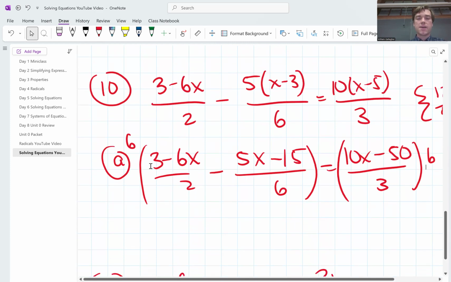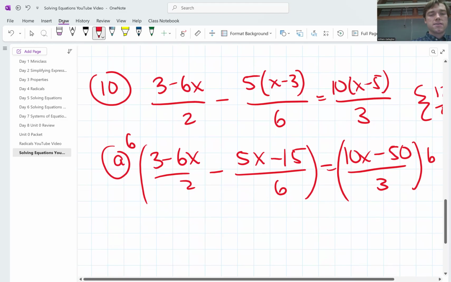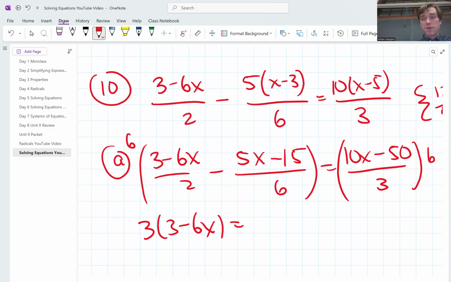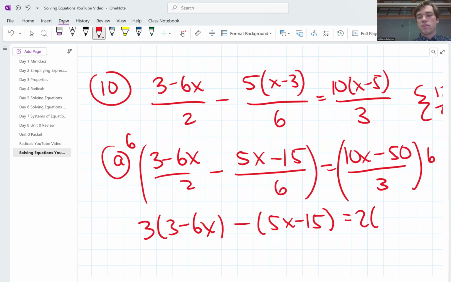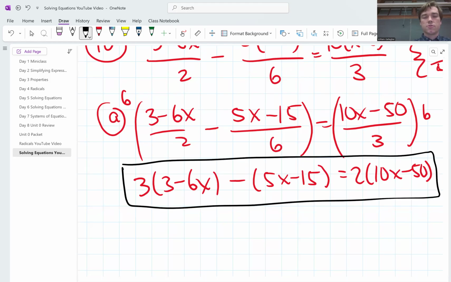I'm going to do 6 divided by 2, and I'm going to get 3. So I'm going to do 3 times (3 minus 6x). And then 6 divided by 6 is just 1, so that'll be minus (5x minus 15). And then 6 divided by 3 is 2, so I'll get 2 times (10x minus 50). All right. And again, that's the step that you want to write down, so you remember to distribute correctly.